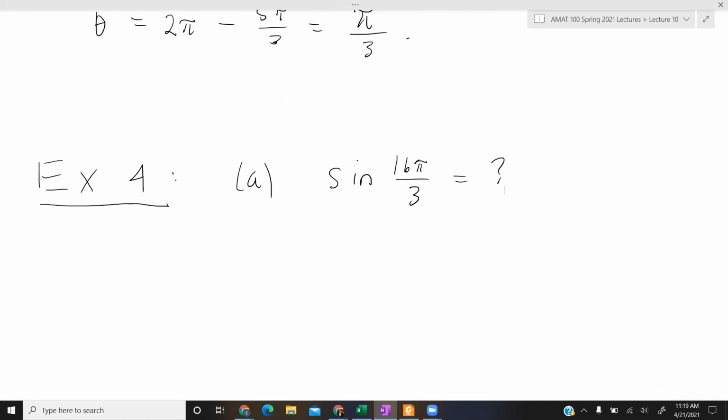So we're going to do this by first finding, so 16 pi over 3 actually corresponds to a couple revolutions. So we need to first find a coterminal angle and then a reference angle. So the idea is 16 pi.